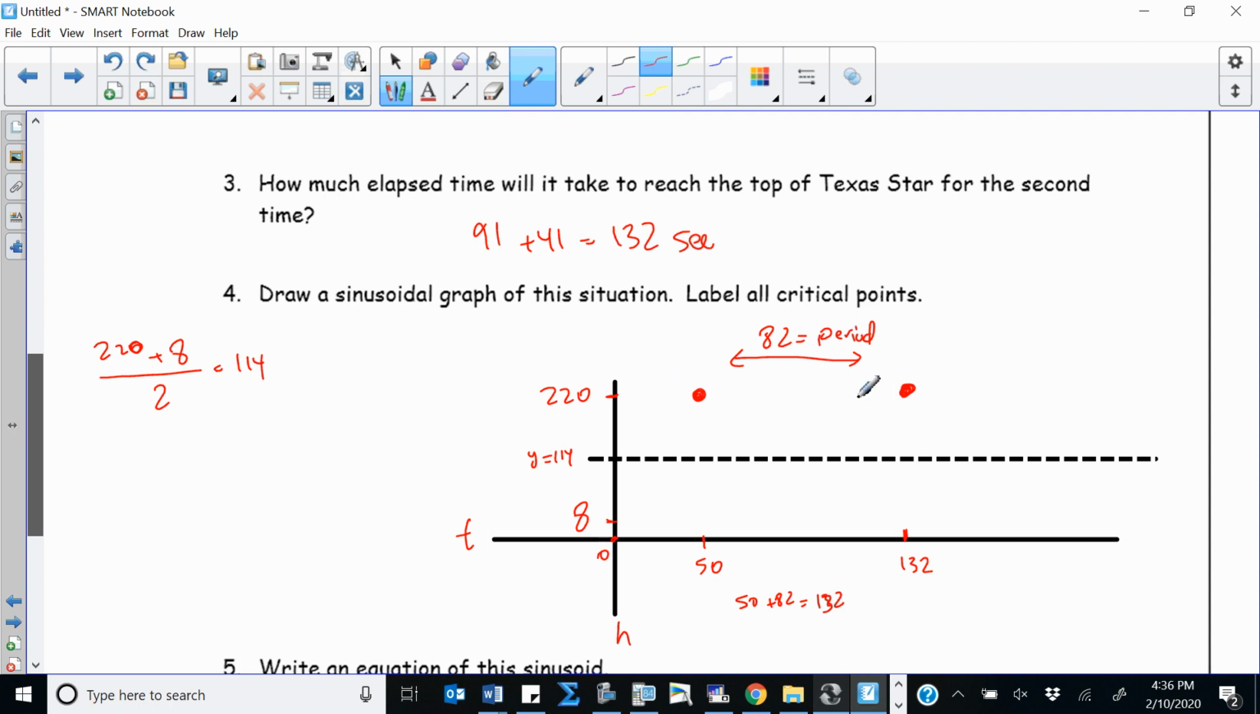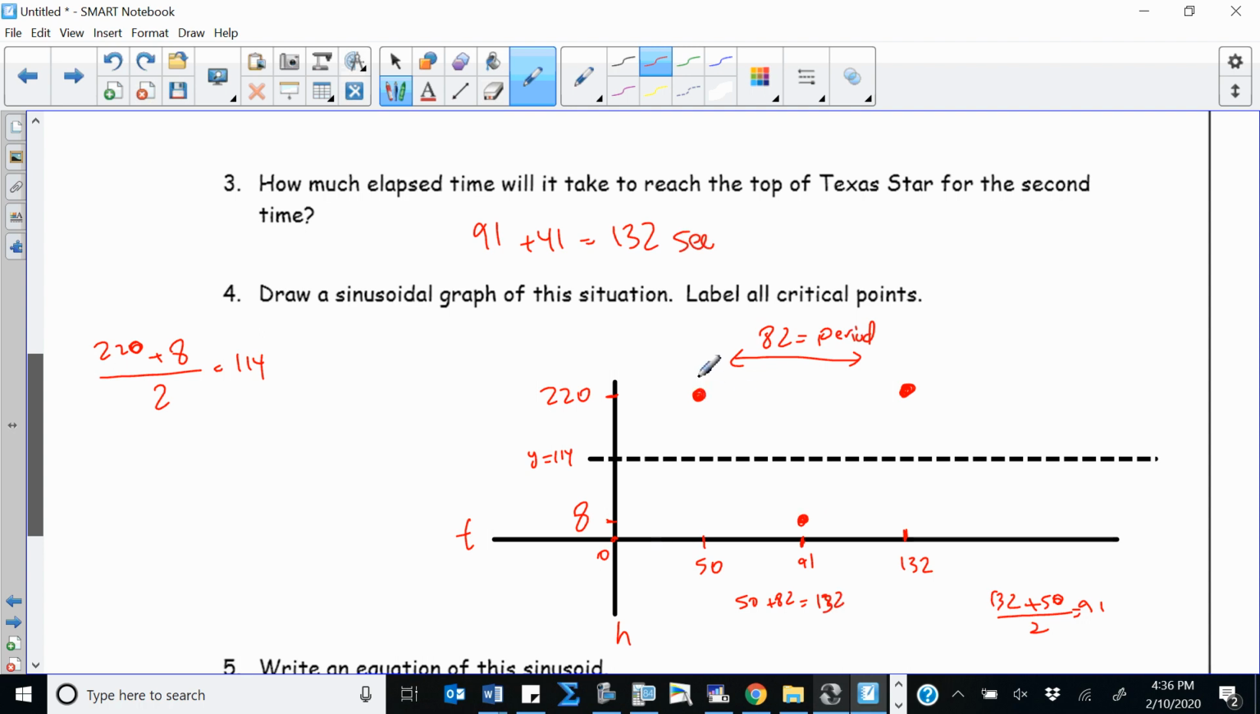So this point is 132, which is my next high point. I know that I have a sinusoidal function, and I know in a sinusoidal function, right in the middle between two high points, we have a low point. So the midpoint between these two, let's say somewhere like here, which is 91. 132 plus 50 divided by 2 is 91. At this point, I have a low point, which is at 8.